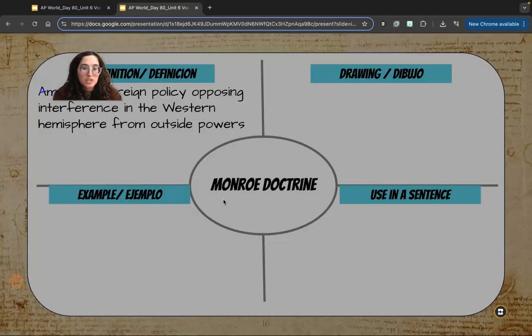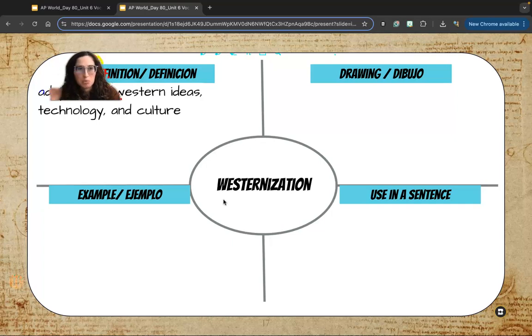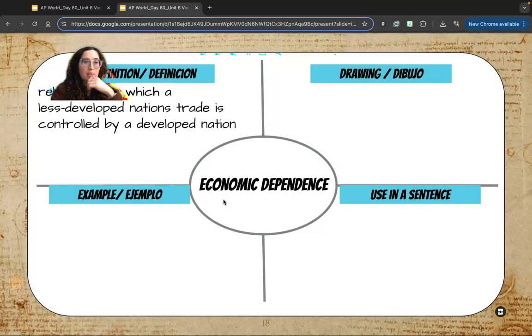And then there's the word Westernization, and Westernization is the adoption of Western ideas, technology, and culture. So think about when you go home for the holidays or for summer break, you go to Mexico, El Salvador, or wherever you're from, and you find a McDonald's there. Over the summer I went to Monterrey and I found a Church's Chicken, and also a KFC, and I found a Walmart there too. So that's an example of Westernization.